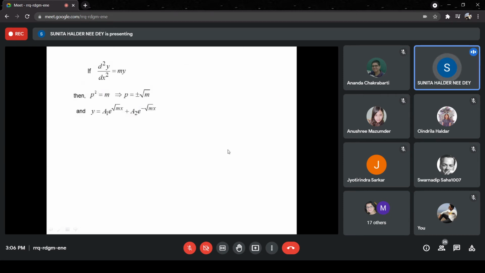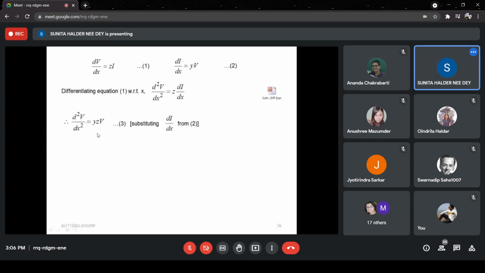Now you know for a differential equation, if it is d²y/dx² equal to m²y, then we can write y equal to A1 e to the power root m x plus A2 e to the power minus root m x. I hope you can understand. Similarly, here we are getting d²V/dx² equal to YZV. Then what will be V? V will be A1 e to the power root over YZ into x plus A2 e to the power minus root over YZ into x.